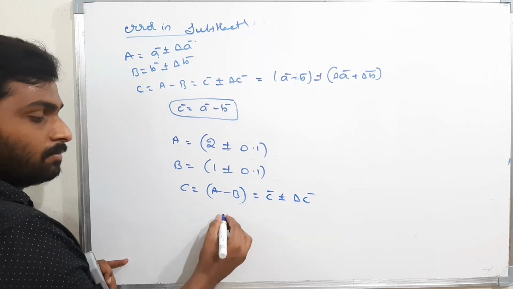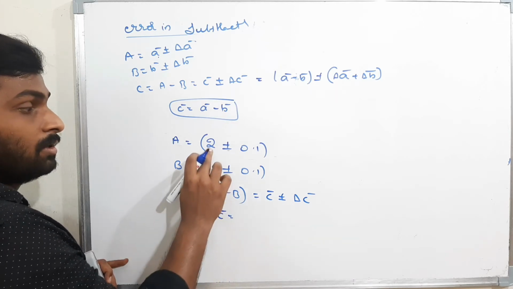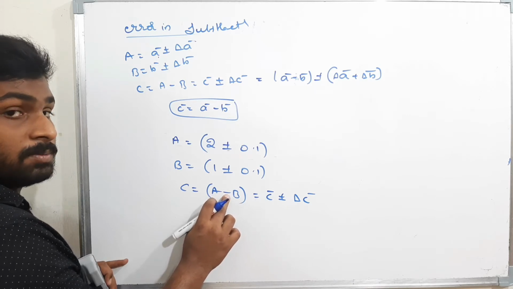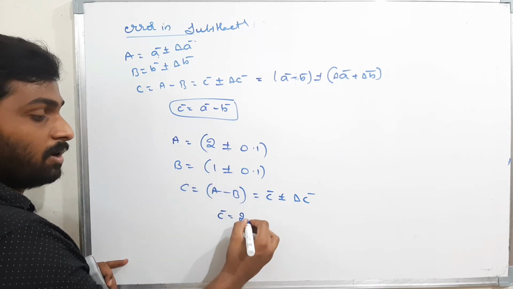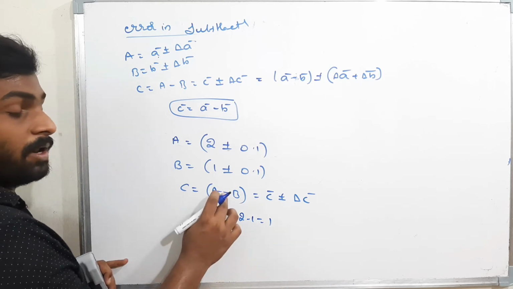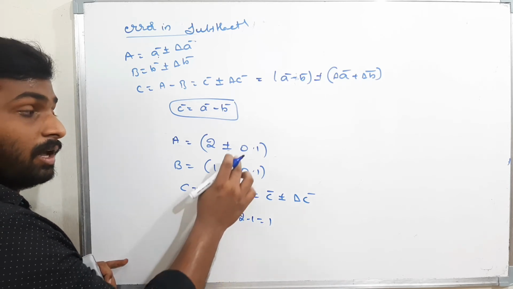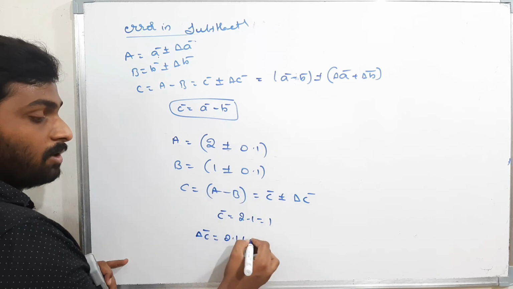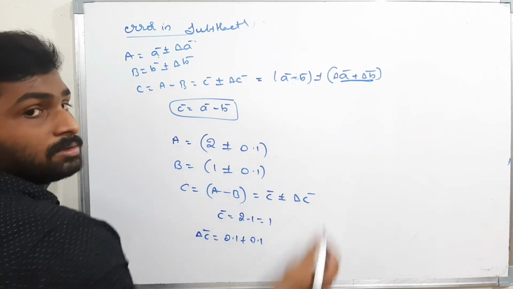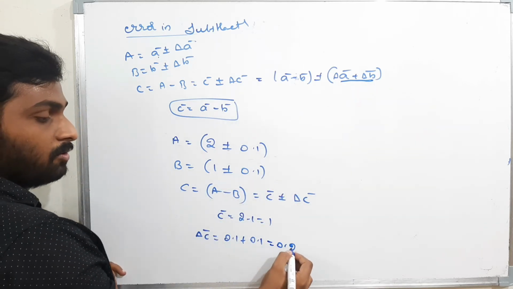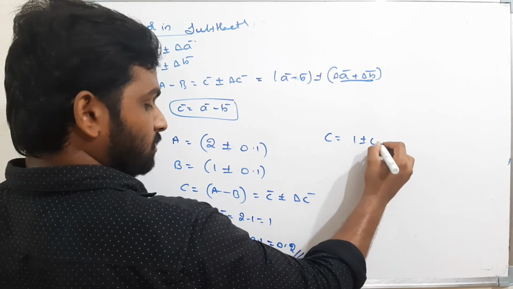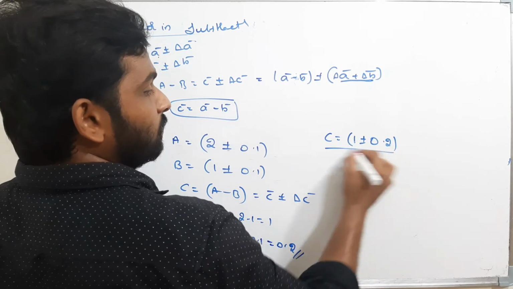Now what is C bar? I will get C bar by using the same operation, that means A bar minus B bar, that is 2 minus 1, which is nothing but 1. How to find delta C bar? Even though it is subtraction, I should add the errors. Therefore 0.1 plus 0.1, which is 0.2. Therefore I will write C as 1 plus or minus 0.2. This is the C value.